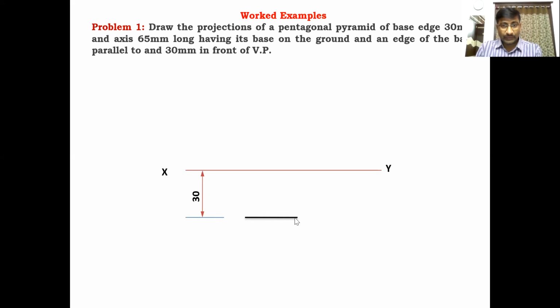With respect to this base edge, construct a pentagon. Already we know how to construct a pentagon. The angle between any two sides in a pentagon is 108. So at this point, place the protractor and draw an inclined line which makes an angle of 108 with the initial horizontal line. Similarly, place the protractor here and draw an inclined line which makes an angle of 108 degrees with this horizontal line. The length of these inclined lines is also 30 mm. Every side of the pentagon must be 30 mm.